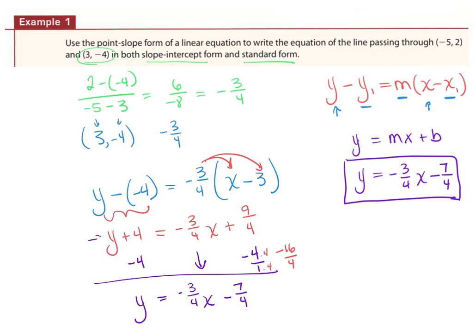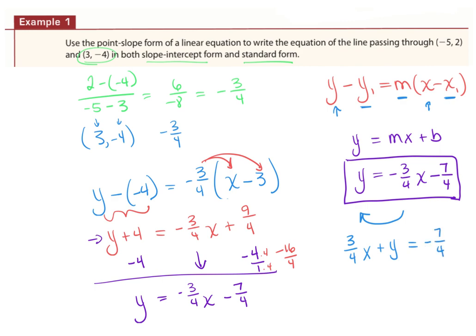If we had gone standard form first, we would have had to move the 3x over and the 4 over. But we've already done that. We've already done the 4 over. So now we're just going to go from my slope-intercept, and I'm just going to move that x over. All right, it's a negative 3/4. So when I move it across the equal sign, it becomes a positive 3/4. I have a plus y equals negative 7/4.